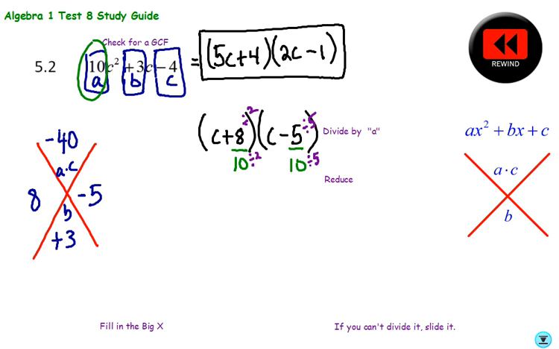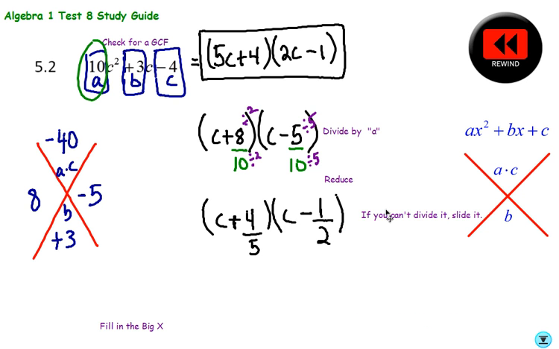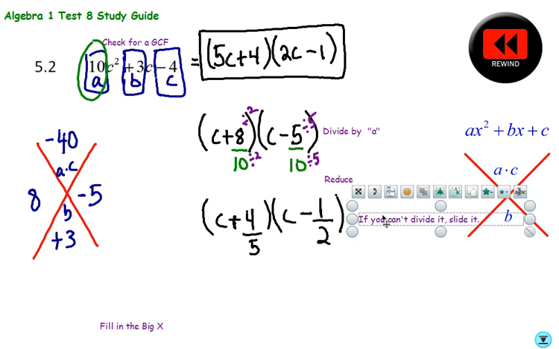All right, so 8 divided by 2, which would be 4. But I'd encourage you to do it. I think that's a good way to keep track of what exactly it is that you're doing. 10 divided by 2, which would be 5. So I'm just keeping it as a fraction. 5 divided by 5 would be 1. 10 divided by 5 would be 2. All right, so now I've reduced it. Can't divide it, so I'm going to slide it.